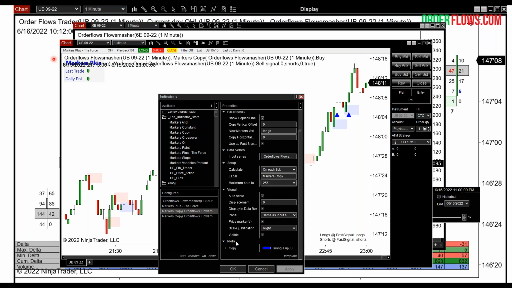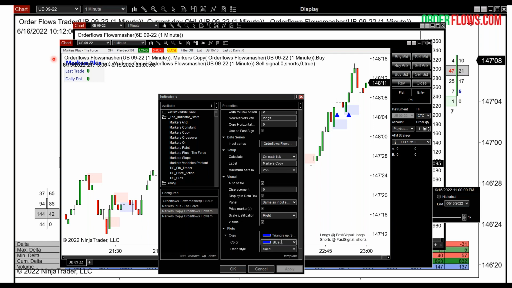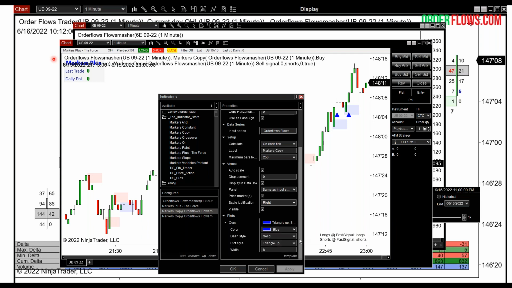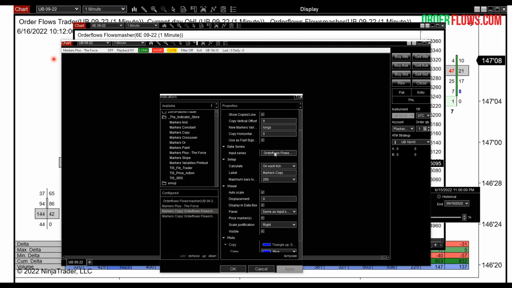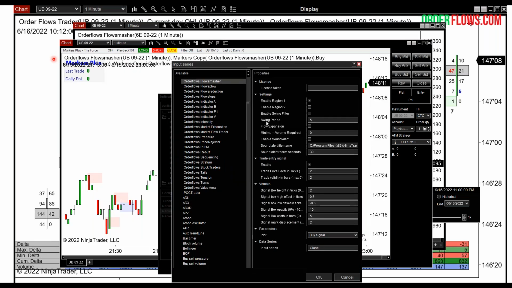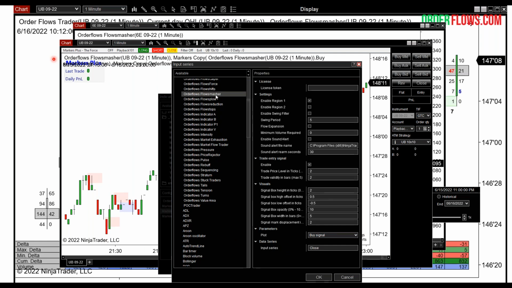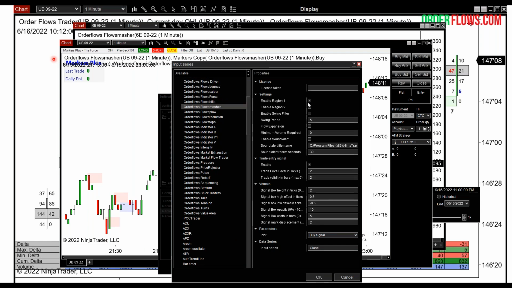Then on each tick, and I always change the plot to the same, so for buys, it's blue triangle up, size of 8. But then in here, the input series, you have to go in and set up the Flowsmasher. So you just click on that, wait for the box to, oh, here it is. My NinjaTrader is acting up. You just add Flowsmasher, right? Then you just change it to whatever settings you want to use it for. Region 1, I'm just going to have it for region 1 on this example. You change this plot to buy signal.